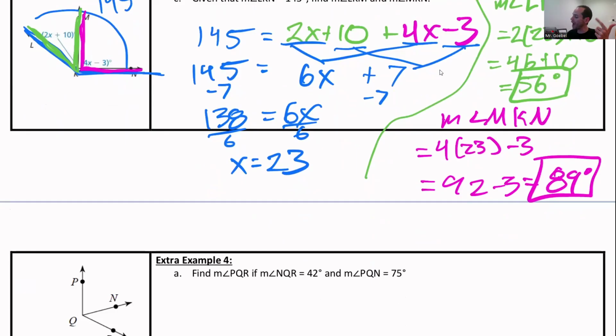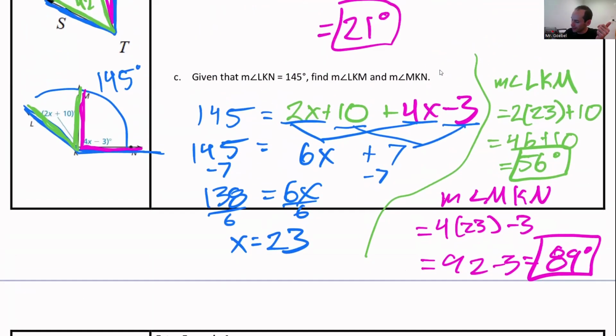And just double checking, if you added those two together, you know what I'm going to get? I'm going to get the 145 that we saw earlier, right? 56 plus 89 is going to equal 145. Yes. That means I did it right.